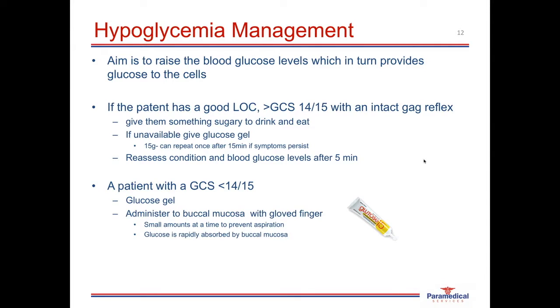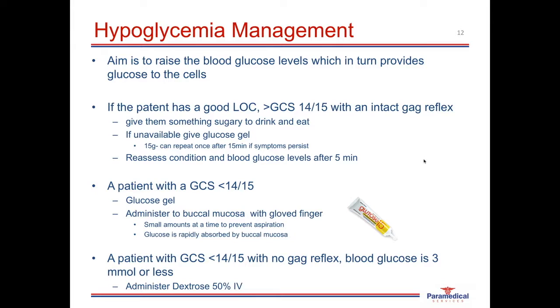In a patient with a GCS of less than 14 out of 15, you can administer glucogel, but it needs to be done very carefully, administered to the buccal mucosa with small amounts at a time to prevent aspiration, and it should be administered with a gloved finger. With patients with a GCS of less than 14 out of 15 with no intact gag reflex and blood glucose levels of 3 millimoles or less, we can administer Dextrose 50% IV.